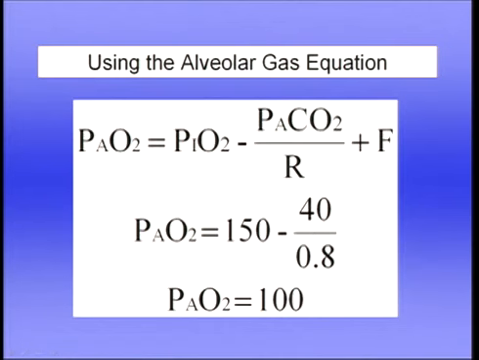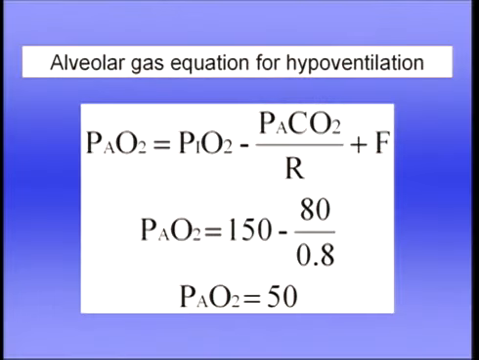So that's a nice way of seeing that the normal PCO2 is 40 and the normal PO2 is 100 millimeters of mercury. Now, what happens to the PO2 in hypoventilation? Well, let's look at the next image here. Here we've got the hypoventilation situation.